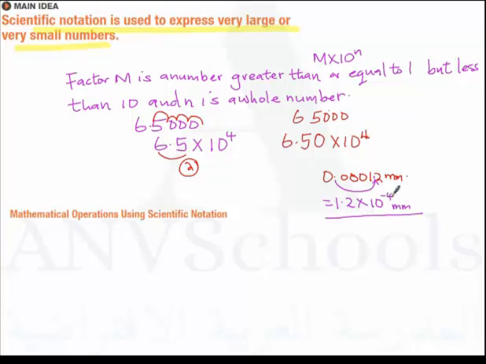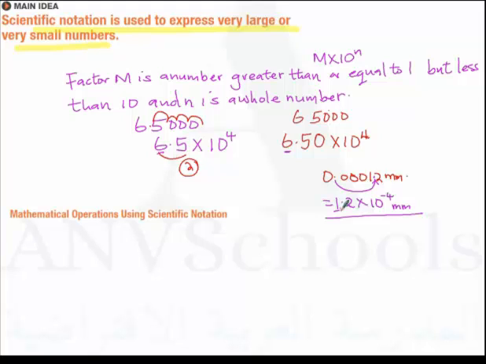So rule 1, determine m by moving the decimal point in the original number to the left or right, so that only 1 and 0 digit remains to the left of the decimal. So to the left of the decimal, we should have only 1 and 0 number, like we have here.